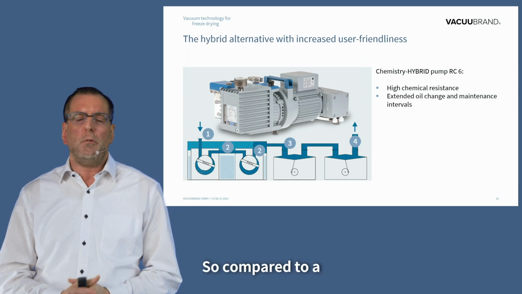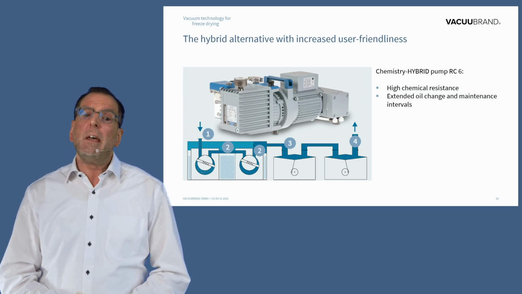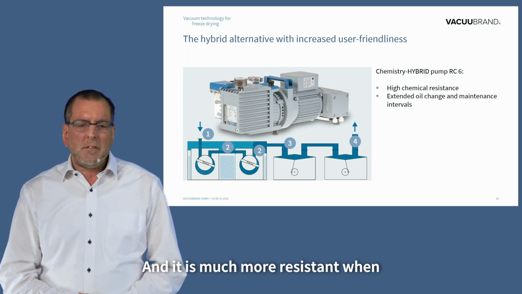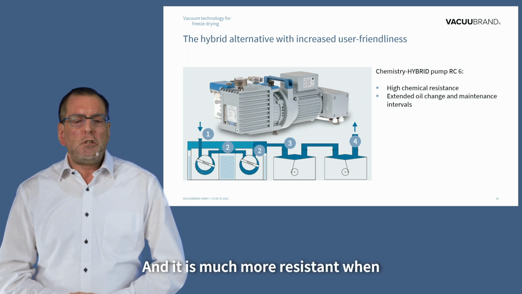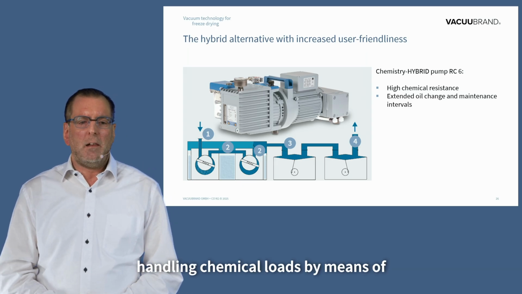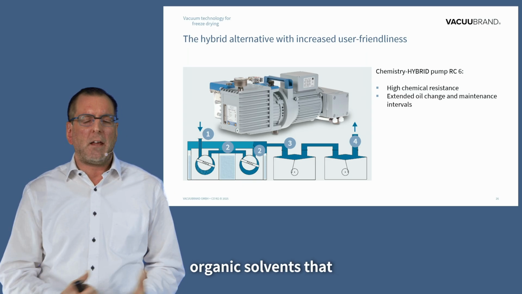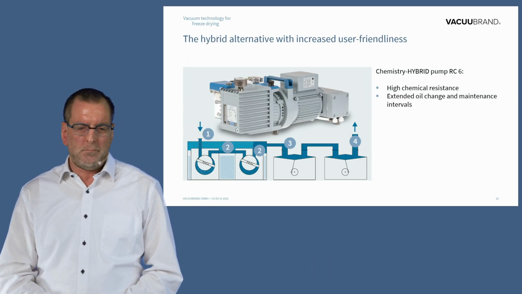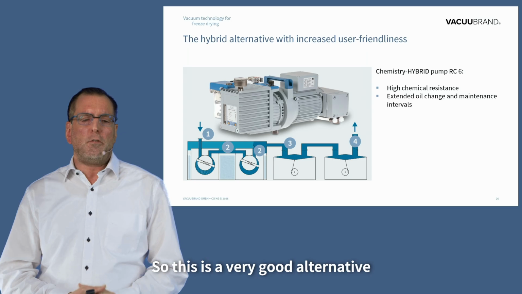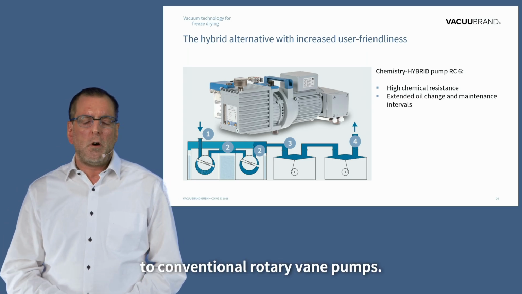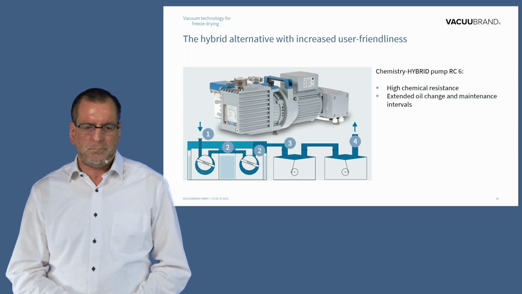So compared to a standard rotary vane pump, you may need up to 90% less oil changes. And it is much more resistant when handling chemical loads by means of organic solvents that are commonly handled in freeze drying systems. So this is a very good alternative and a very user-friendly alternative to conventional rotary vane pumps.